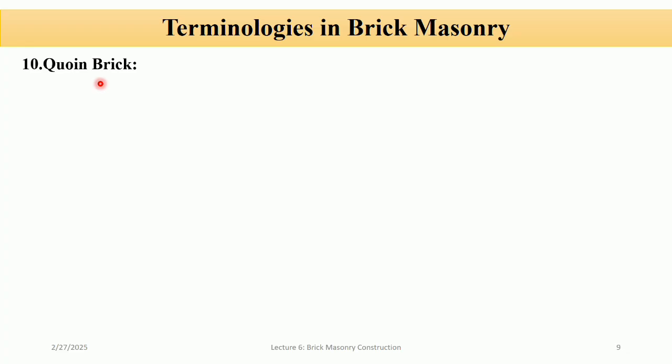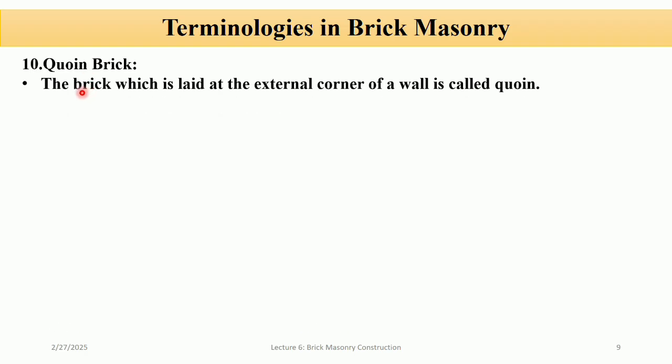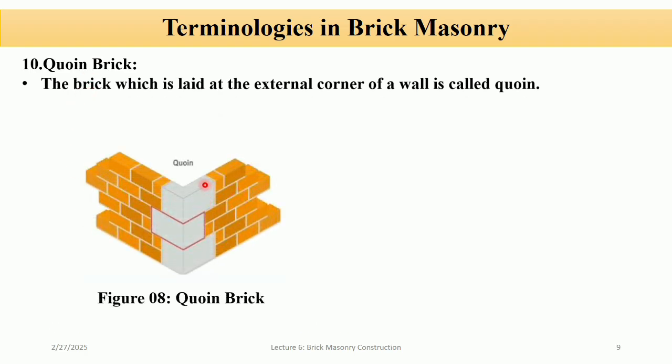Quoin brick. So basically the meaning of quoin is the external corner of a wall. The brick which we provide at the external corner of a wall is known as quoin brick. You can see in the figure that this is the external corner, which is known as quoin, and the brick is known as quoin brick.